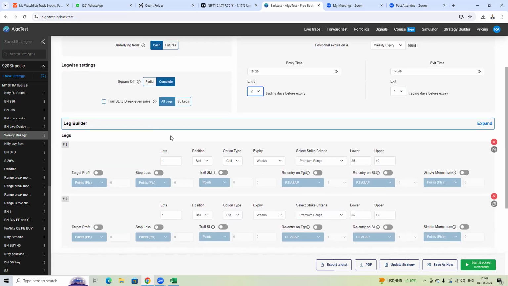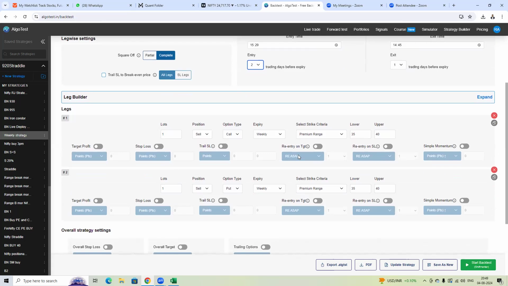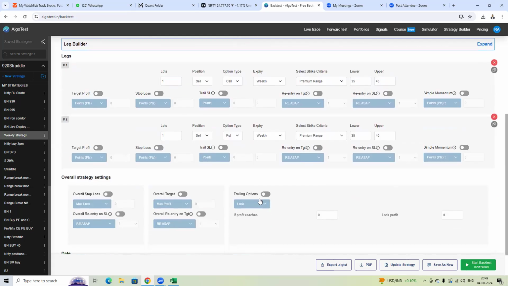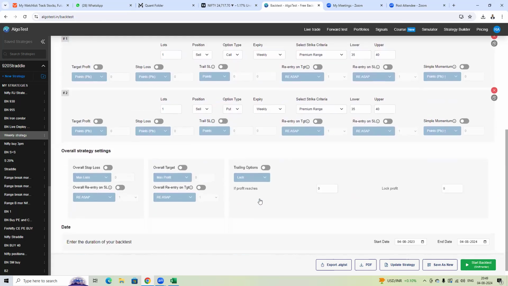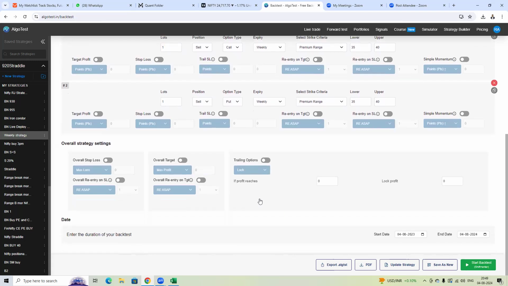Let me come to the leg builder. In the leg builder, for leg 1 what I am doing is selling a call option with a premium range of 35 to 40 rupees. I will be selling a call option of 35 to 40 rupees and a put option as well with 35 to 40. That's it. So with this we'll be entering a trade.